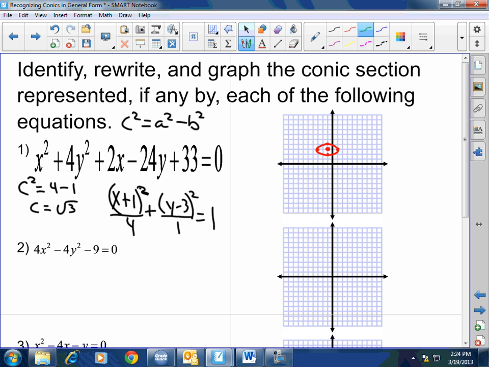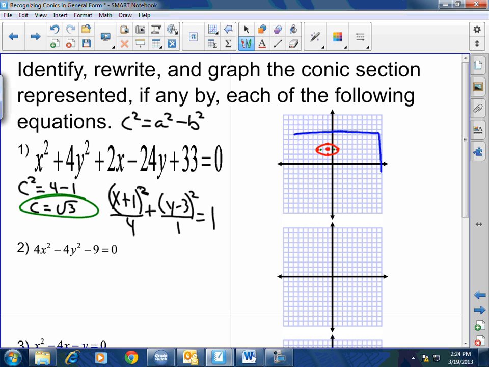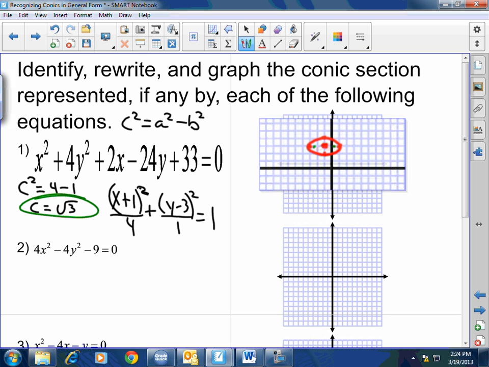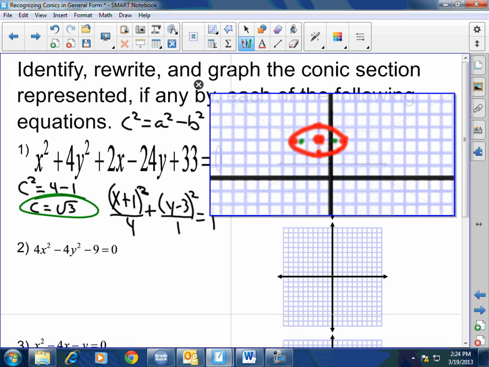And the c is still the same. Square root of 3, that's from the center. So that's a little bit less than 2 from the center. So it's like about there and like about there. Okay? And I know this is a very small graph. I apologize. Maybe this will help a little bit. Maybe. Maybe not. But that tells you everything you need. That gives you the vertices, the covertices, and the foci.